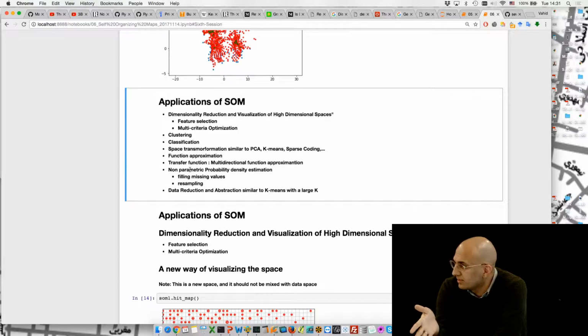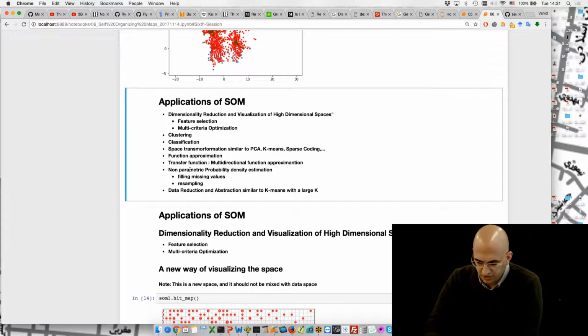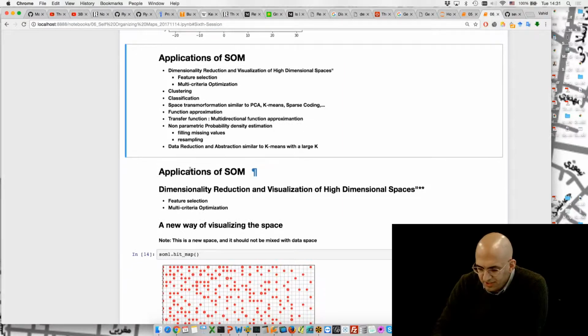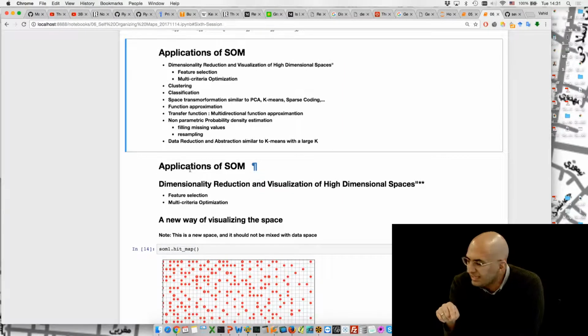And then function approximation, this is an obvious application, and it's very powerful. And then transfer functions is another story. Non-parametric probability density estimation. These are the applications that I personally have been involved in and have done. And I think it's very easy to use SOM for all of them. For example, I told you it's very similar to a Gaussian mixture model, but it's non-parametric. And then, for example, you can use these for resampling.